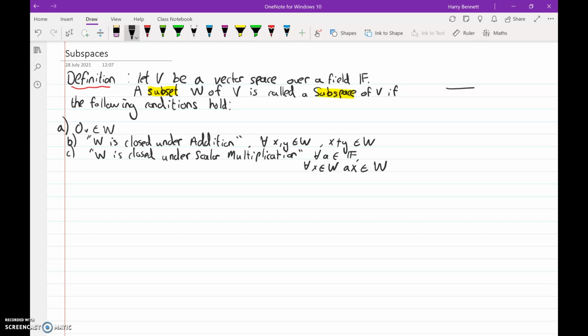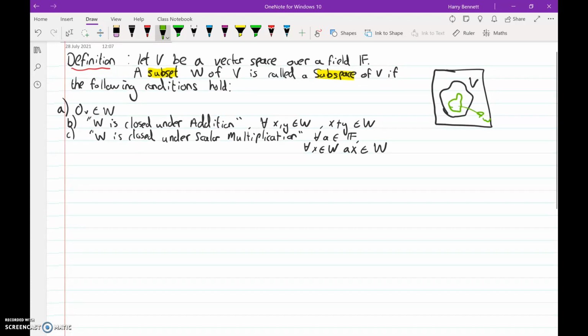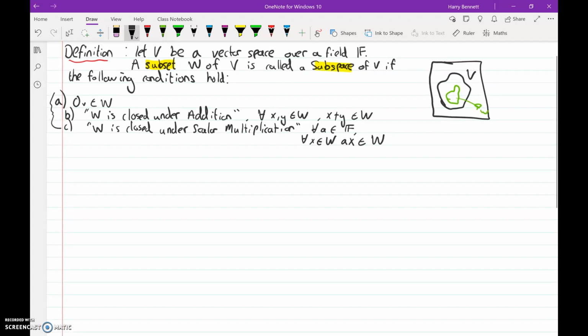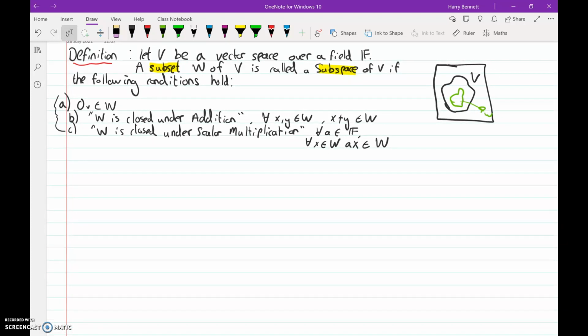So if I just draw a little diagram here, if this is V, then this little section here, this is W. So it's a subset that is also a vector space. And notice here we've now only got three conditions. This is because we don't need to check all the other conditions, we just need to check that essentially this subset is closed.